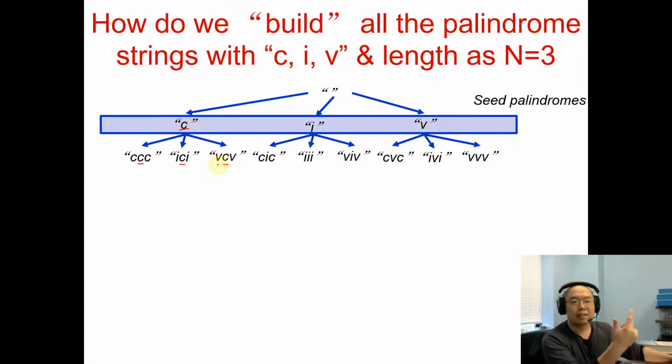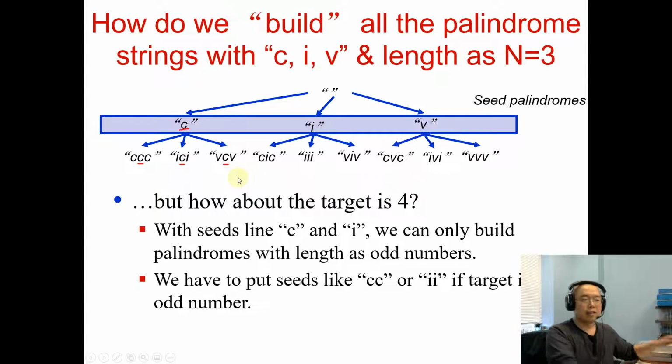So using the seeds C, I, and V, we can keep on expanding them to get the palindromes with the length of 3, and we can have the palindromes with the length of 5. Okay, so the next question is, how about if the target is 4? If we have a target of 4, now we have a problem.